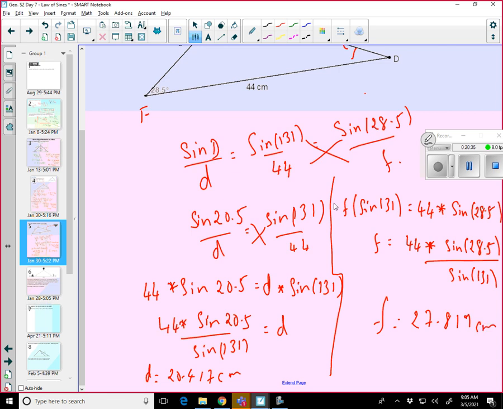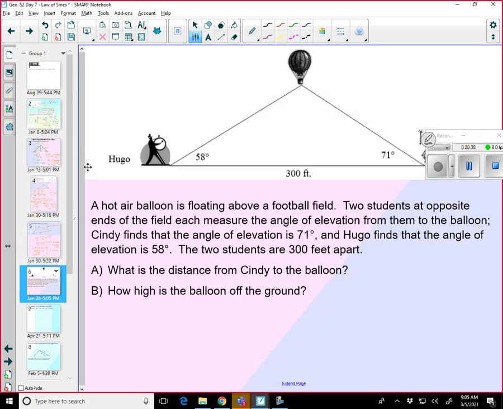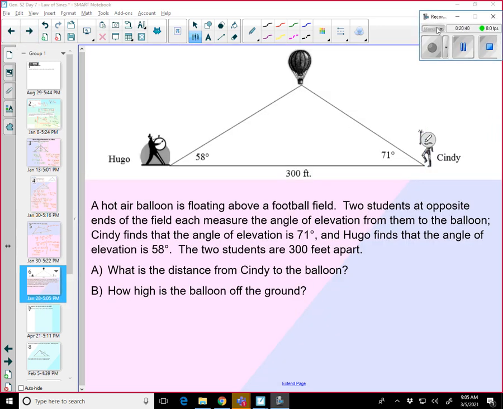Let's see the next slide. Okay, once again, same type. This is the word problem. A hot air balloon is floating above a football field. Two students at opposite ends of the field each measure the angle of elevation from them to the balloon. Cindy finds that the angle of elevation is 71 degrees and Hugo finds that the angle of elevation is 58 degrees. The two students are 300 feet apart. What is the distance from Cindy to the balloon? They want this particular distance.